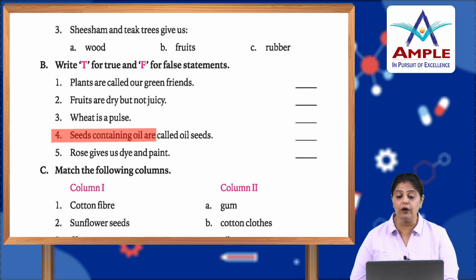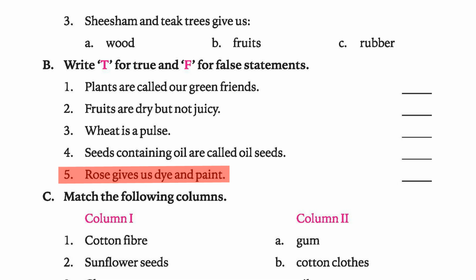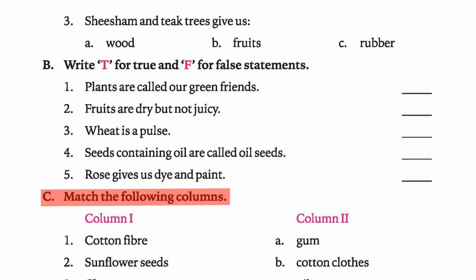Seeds containing oil are called oil seeds. It's absolutely true. Rose gives us dye and paint. False. It does not. We get it from henna. Now, alright, now match the following columns.